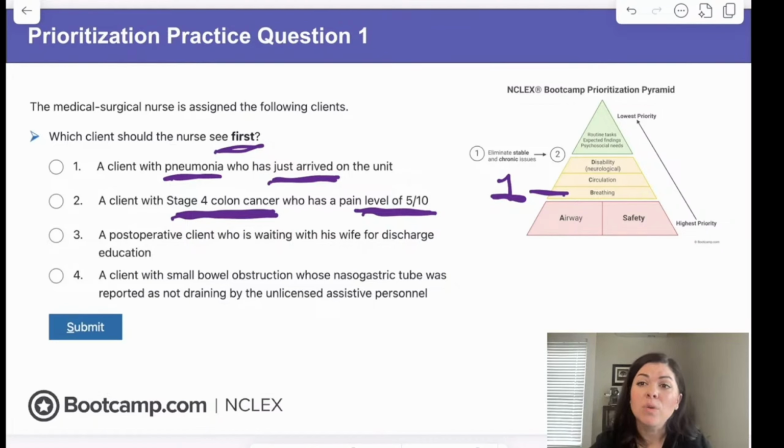Option 3, a post-operative client who is waiting with his wife for discharge education. What do you guys think about that? Are y'all concerned about the client in option 3?